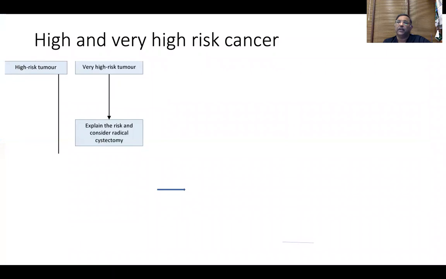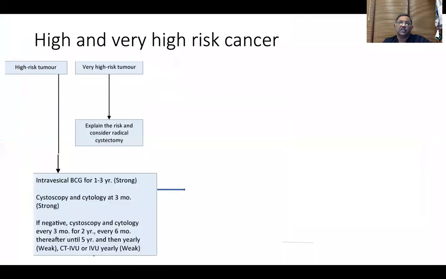So if we look at the 2022 guidelines and the recommendation for high risk and very high risk patients, for high risk patients, intravesical BCG for 1 to 3 years is what is recommended. Cystoscopy and cytology at 3 months is strongly recommended. If the patient continues to have negative cystoscopies and cytologies for 2 years, then 5-year follow-up is what is recommended, and yearly CTU or IVU is required to look at the disease outside the bladder and the upper tract.